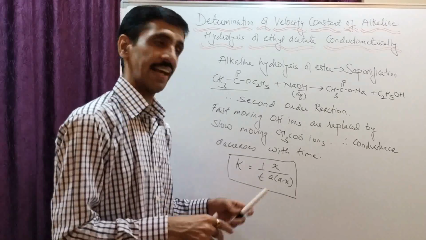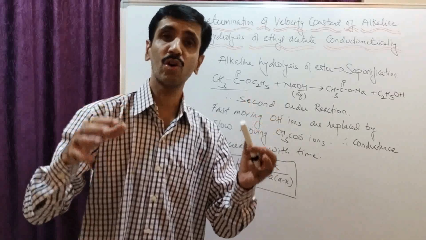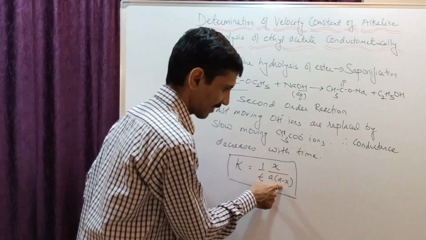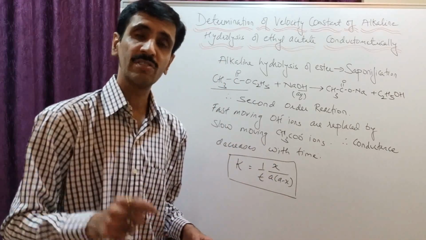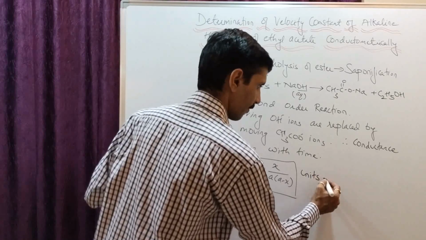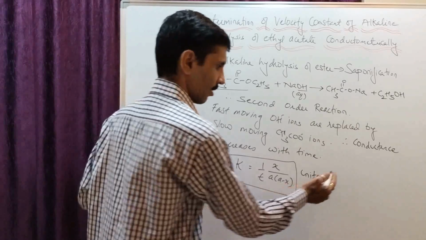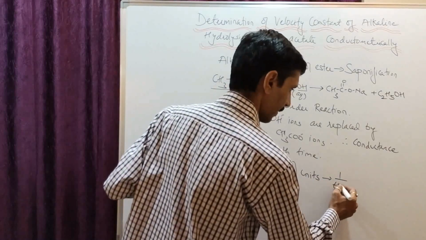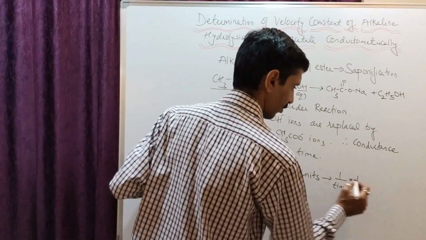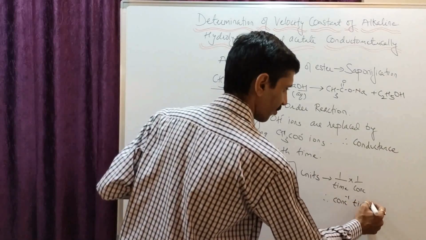Where t stands for time, and a and a minus x stand for concentrations. So one concentration term will cancel the other concentration term. When we talk about the units of K, the units will be considered as what? Concentration gets cancelled, so we have 1 upon time into 1 upon concentration. Therefore we say concentration inverse, time inverse.